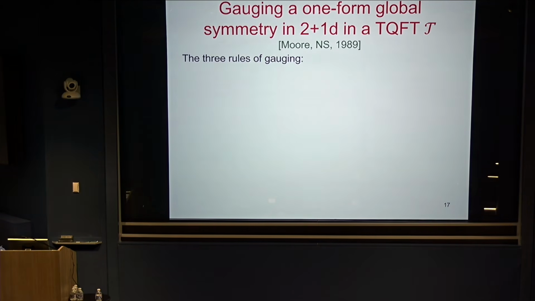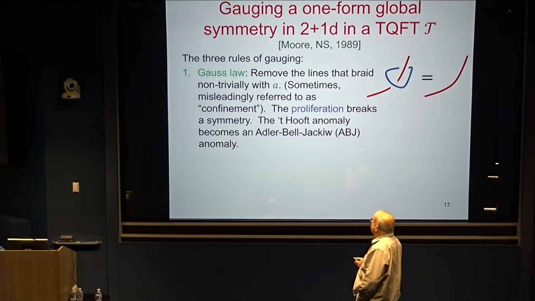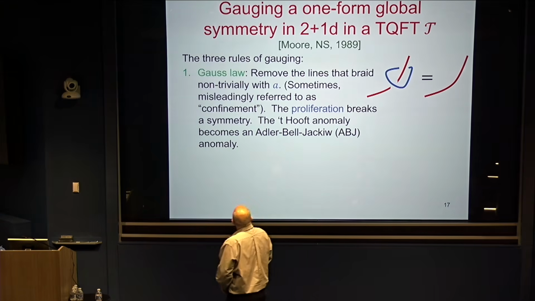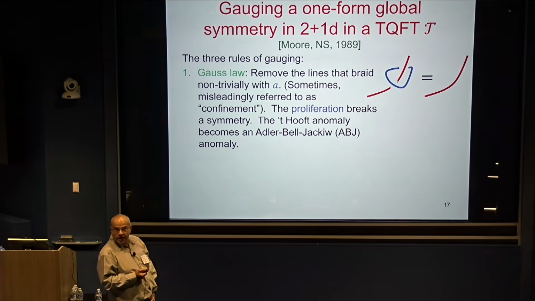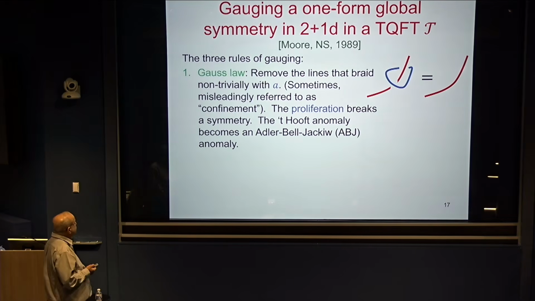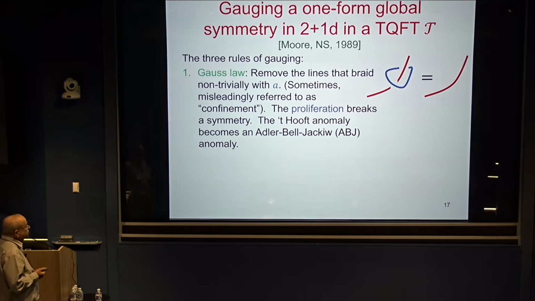So we had before the 2 rules of gauging. Now I have the 3 rules of gauging, because I'm in higher dimensions. So rule 1 is Gauss' law. I remove all the lines that braid non-trivially with A. This is exactly the same as the rule 1 we had before for Gauss' law. And sometimes people call it confinement.